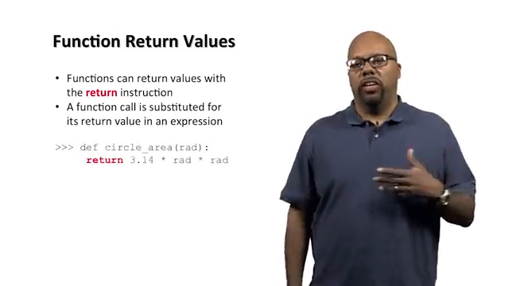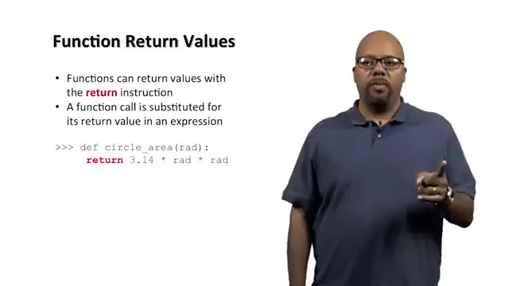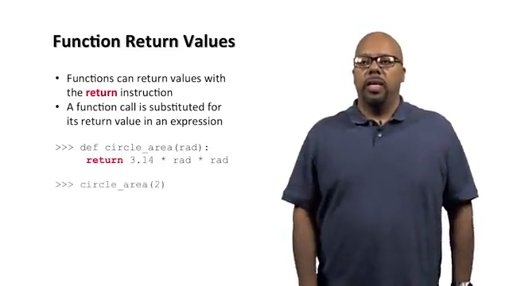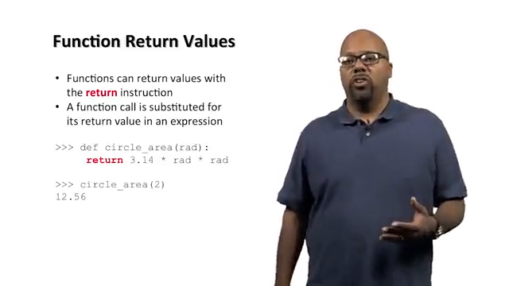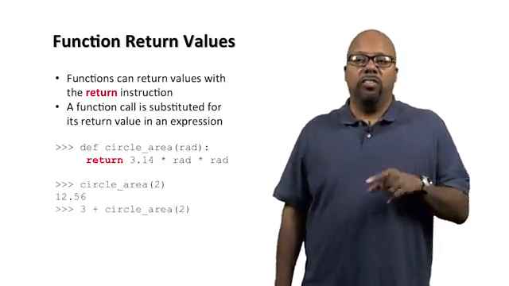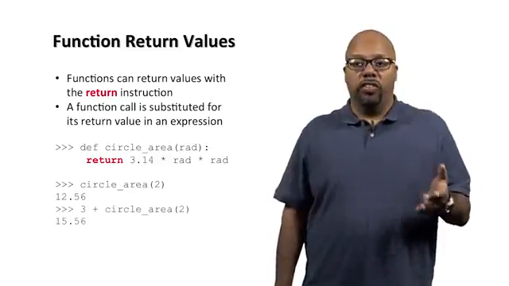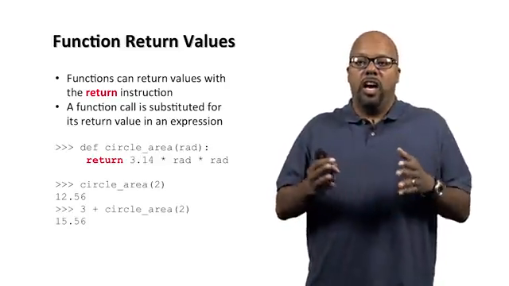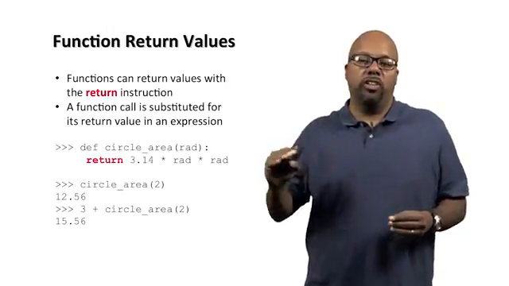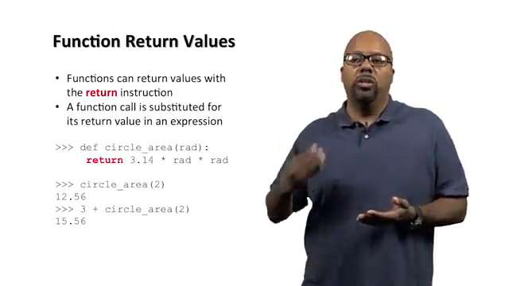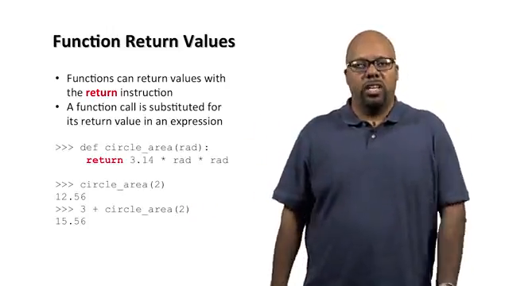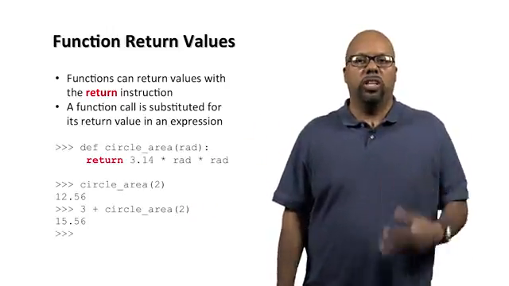So I got my circle area. I define it, and this time I say return 3.14 times rad times rad. Now I say circle area 2. If I just call circle area 2, it returns 12.56. But if I say 3 plus circle area 2, it'll return 15.56 because it just takes whatever circle area 2 returns and substitutes it right in there into the bigger expression, 3 plus circle area 2. So 3 plus 12.56, and it returns 15.56. So that's a return value, and that's useful a lot of times.